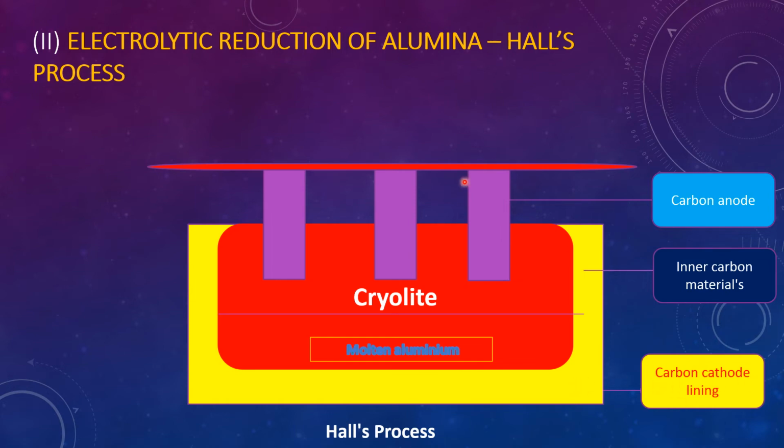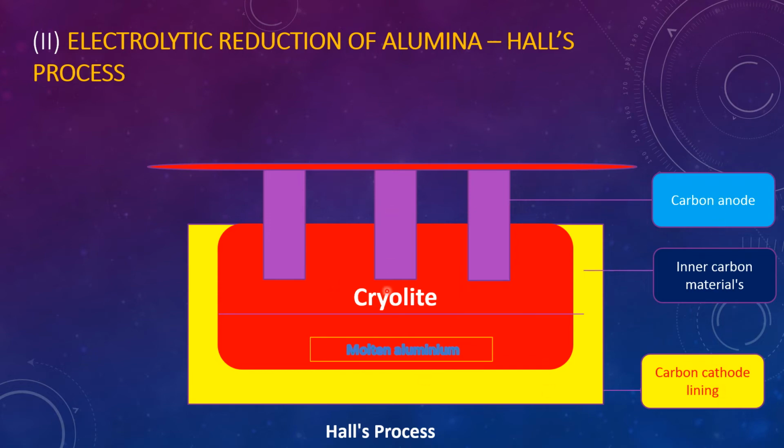Graphite is also one type of carbon, and the cathode is also one type of carbon. So in this electrolytic process, both the anode and the cathode are carbon. This wire is connected with the bus bar: this is the plus, and this is the minus.